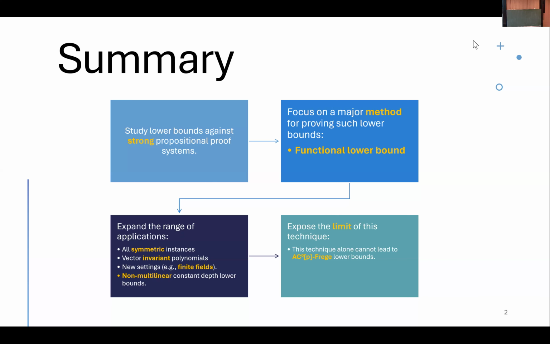Now, it doesn't mean that other results related to IPS, or even some results inspired by the functional lower bound, would not work for these kinds of major open problems. It's just that specifically this functional lower bound alone would not work, and I'm going to show why.